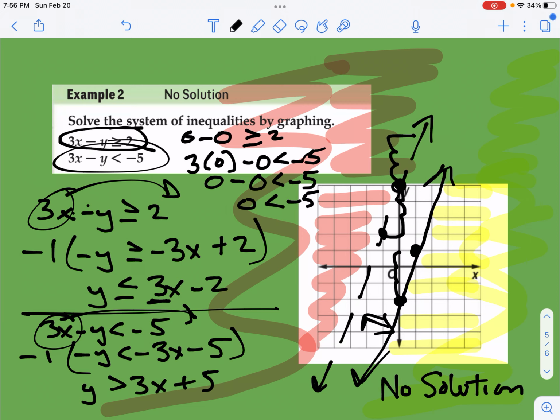All right, and that's what it looks like. We talked about it before we graphed it, and we kind of had an idea that that's what we're going to have, but hopefully this shows you exactly what it looks like.